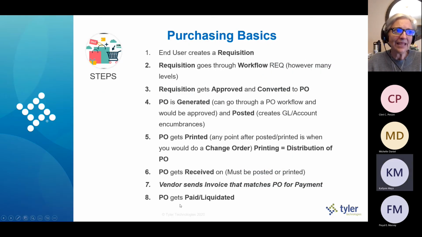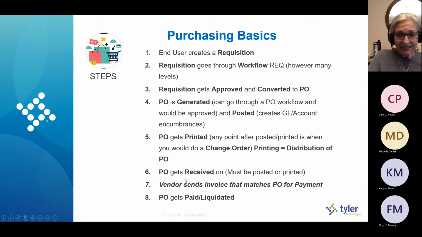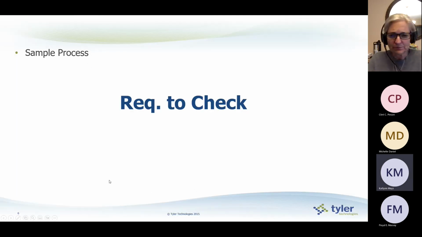So there is the basics, how it moves. You create the requisition, it goes through workflow. Remember those big words. It gets approved, converted to a PO. The purchase order is generated. Again, it gets printed, posted, received. Then the vendor sends you an invoice that matches the PO for payment, and it gets paid and liquidated and closed. Okay? And the system does most of it.